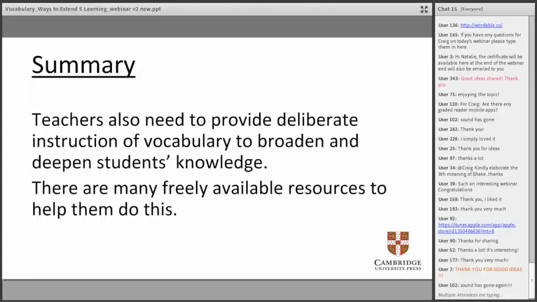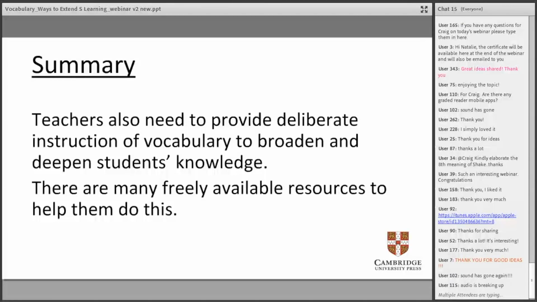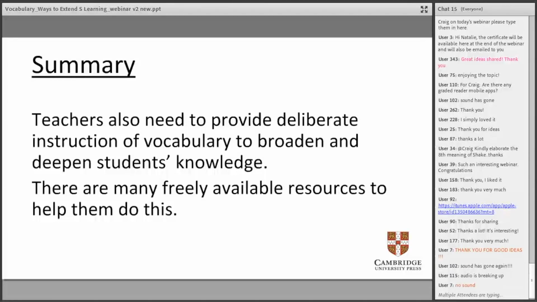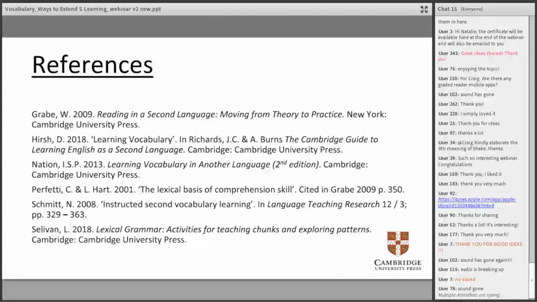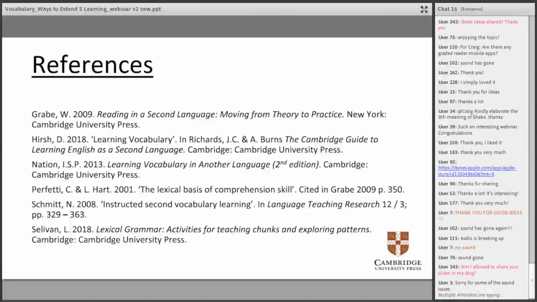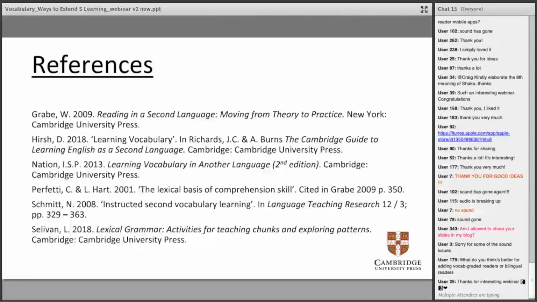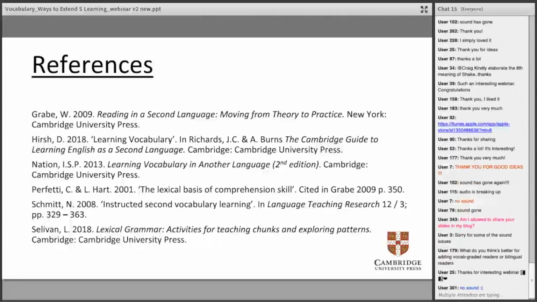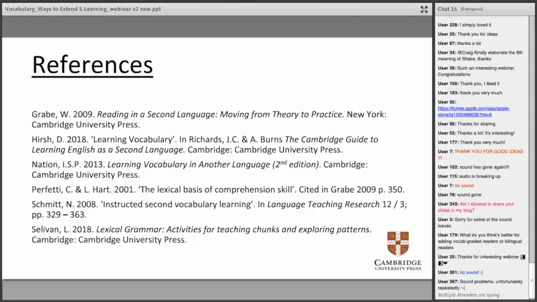So we have come to the end, and as I promised, the references are here. A lot of you, I think, were very interested in Paul Nation, I.S.P. Nation, learning vocabulary in another language. So that is there. And I think some of you are also quite interested in the vocabulary chunks, lexical grammar by Leo Sullivan. That's the final list there. But also, if you're interested in vocabulary and reading, the William Grabe book is also very good. Thank you very much.